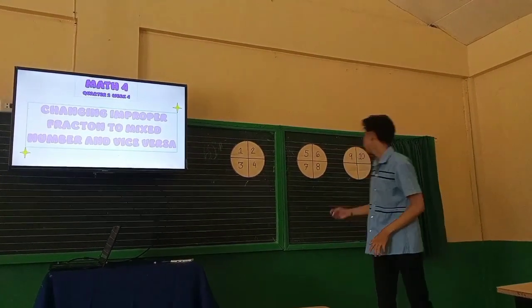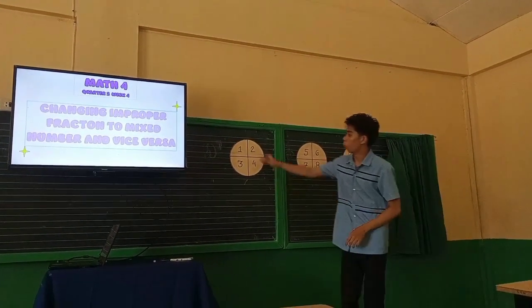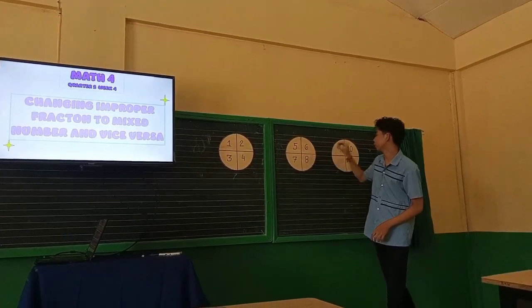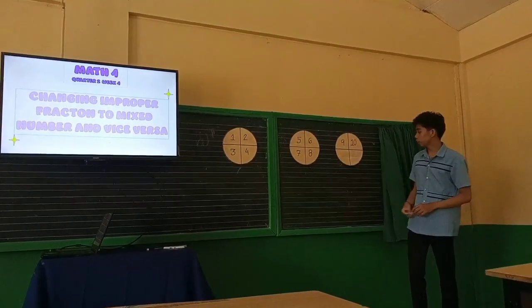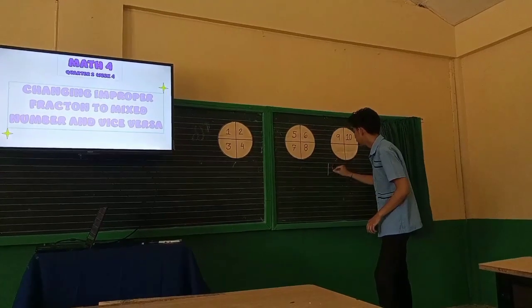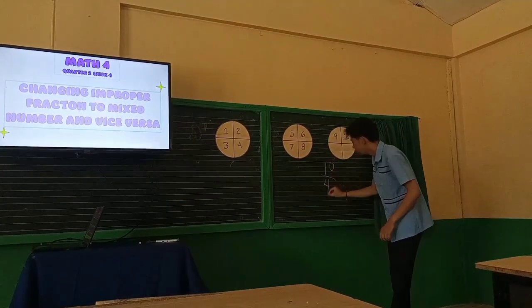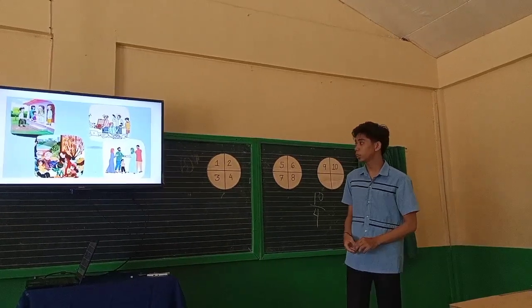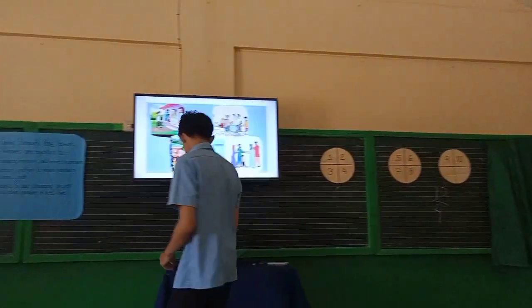There are 10 shaded bars. 1, 2, 3, 4, 5, 6, 7, 8, 9, and 10. And it is read as 10 over 4. To further understand our lesson, let's proceed to our discussion.